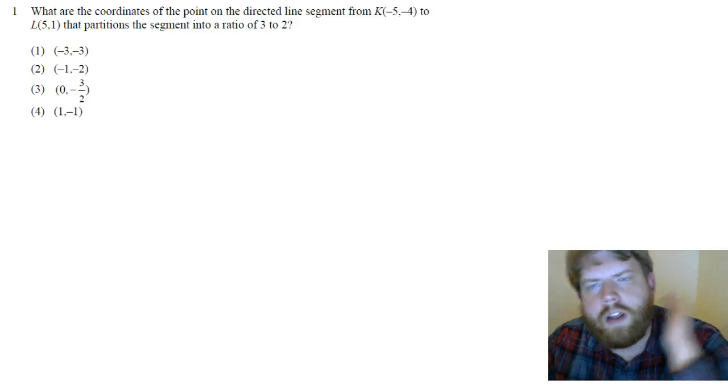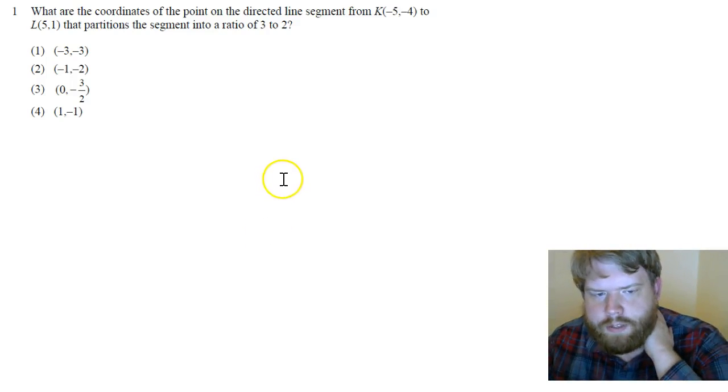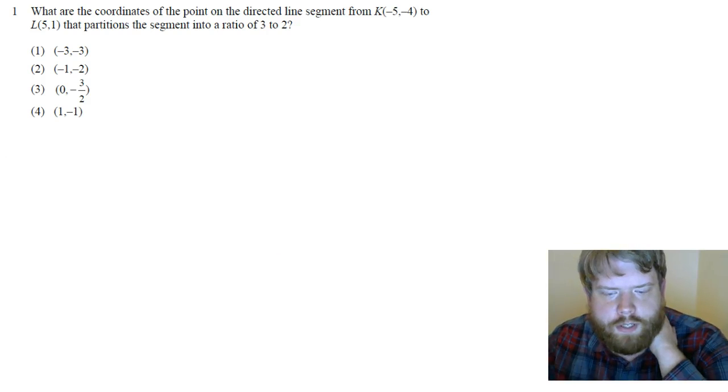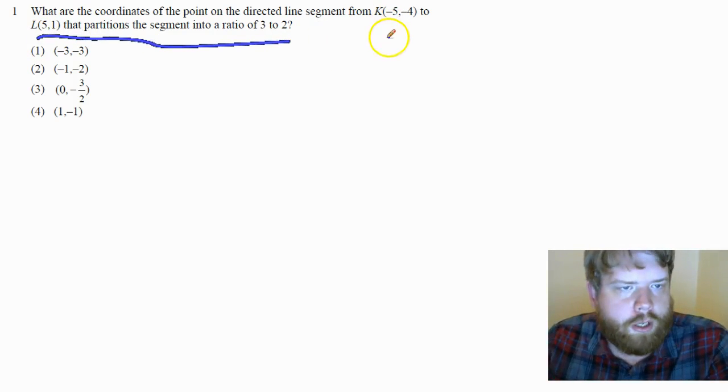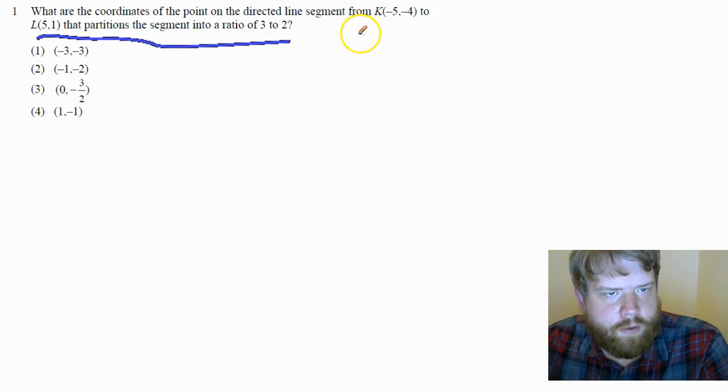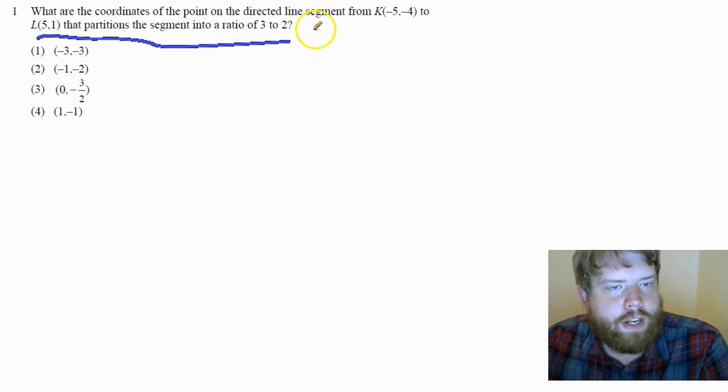So another kind of question that I've been getting some nervousness about was this question of dividing a line segment proportionately, right? So a question like this: what are the coordinates of the point on the directed line segment from K, -5, -4, to L, 5, 1, that partitions the segment into a ratio of 3 to 2? And I wanted to remind you that these questions really are not as bad as they look.